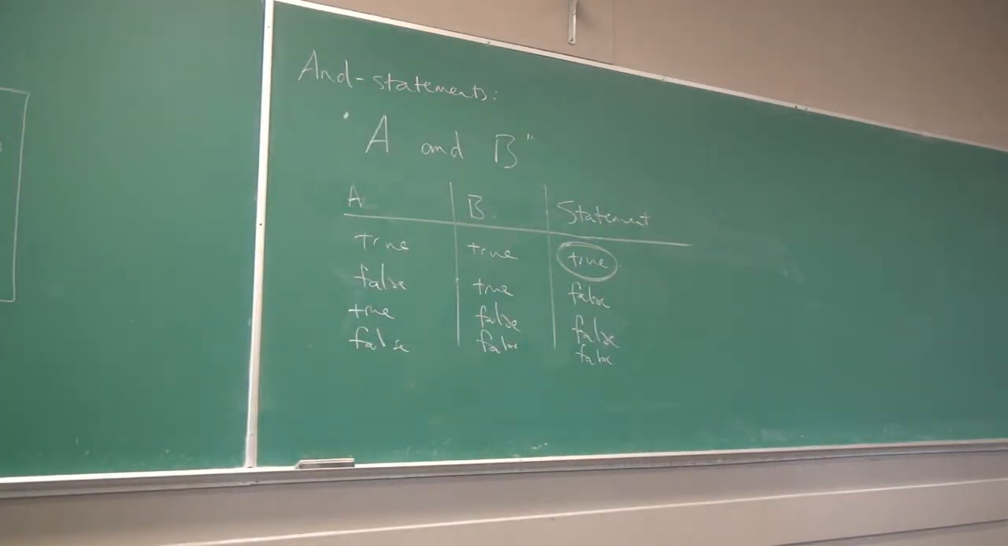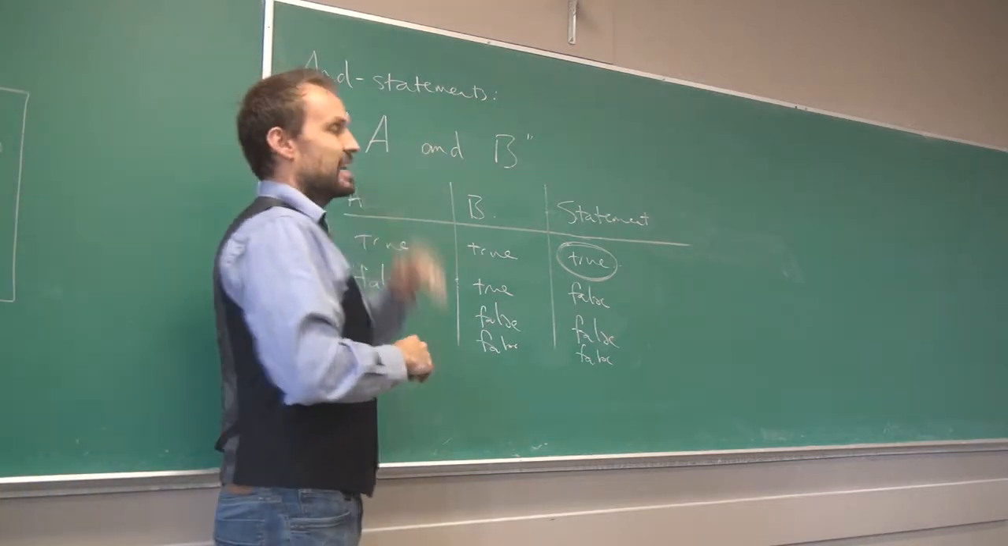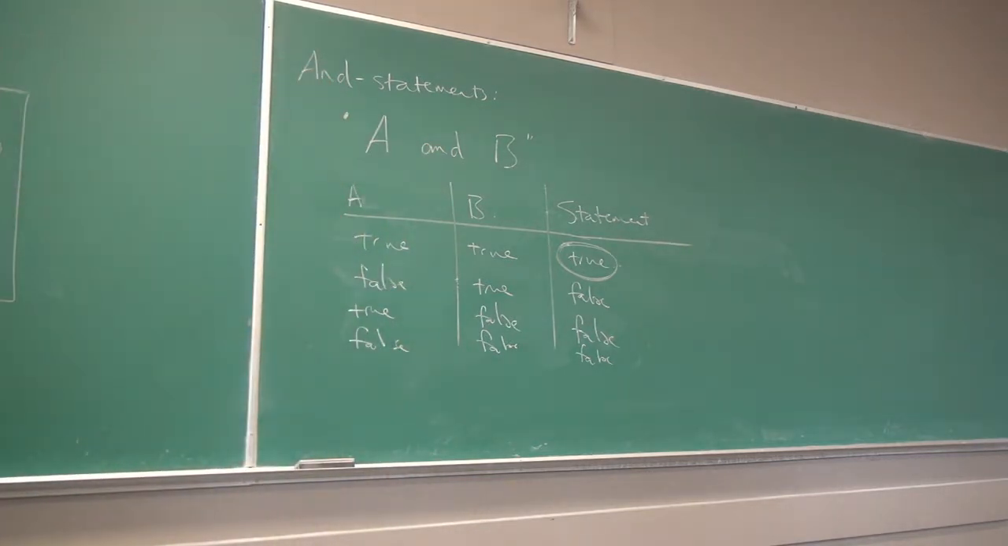Everyone happy with that? I need to be able to understand when I'm reading a longer sentence and it has this "and" word, when is the whole thing true? I need both of the pieces that are linked to be true for the whole thing to be true. Any questions on "and" statements and when they're true or false?